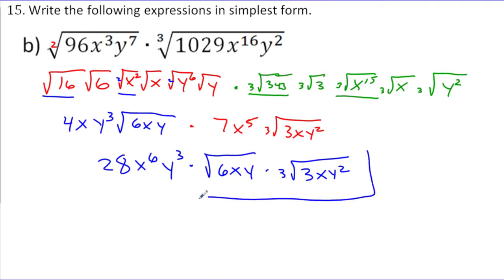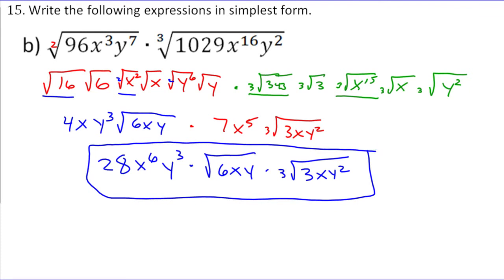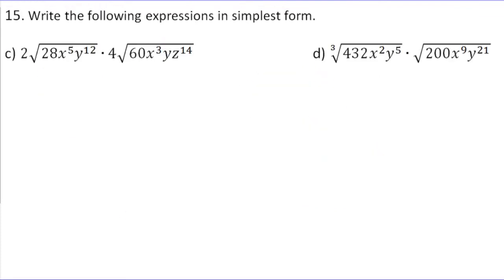And I would say this is as simple as I can make this because I cannot combine the square root and the cube root, right? But all the stuff on the outside I was able to put together and do something with, okay? So problem C, 15C, right? We have to be careful. The 2 and the 4 that are on the outside of 15C, those ones are not index numbers. Those are regular numbers that can be multiplied.